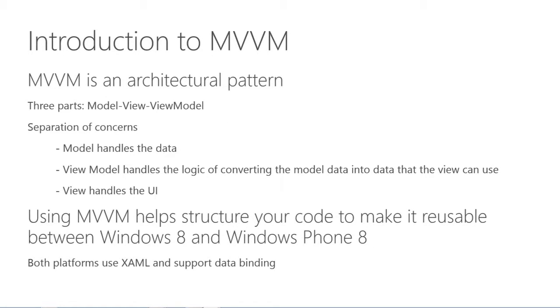There are three parts to it. There's the data model, which we talked about a few minutes ago. There's the view, which is the UI, which we talked about earlier as well. And then there's the view model, which is sort of the secret sauce, if you want to call it that, that handles all of the interaction of the UI and the moving of data back and forth from the data model to the view. The model handles the data. The view model handles the logic, either displaying that data or converting that data in a way that the view can use it. And then the view obviously handles the UI.